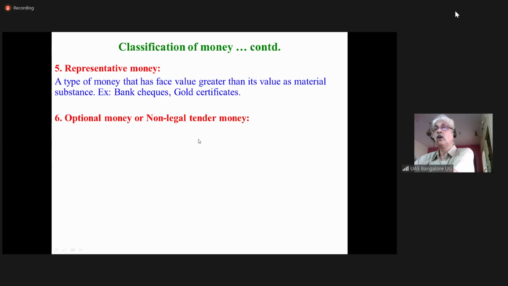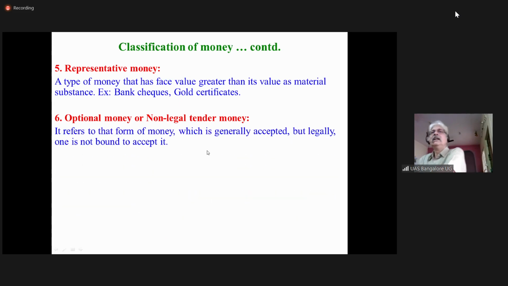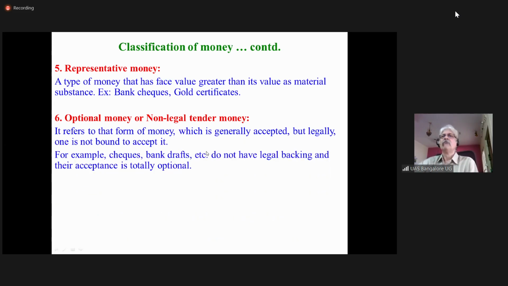Then optional money or non-legal tender money. It refers to that form of money which is generally accepted, but legally one is not bound to accept it. Generally everyone accepts it, but legally you cannot force. For example, checks, bank drafts, etc. Generally it is accepted, but does not have legal backing, and its acceptance is totally optional.